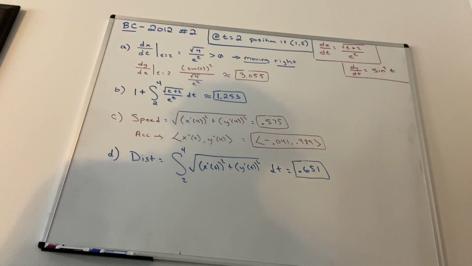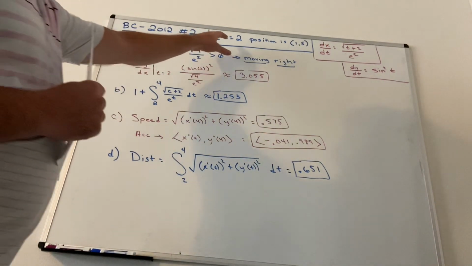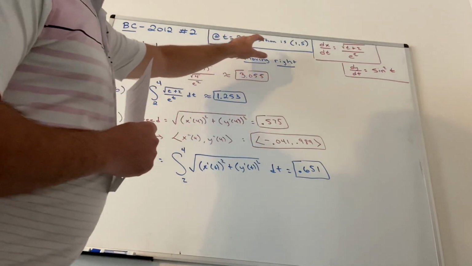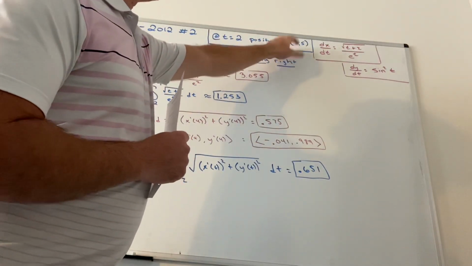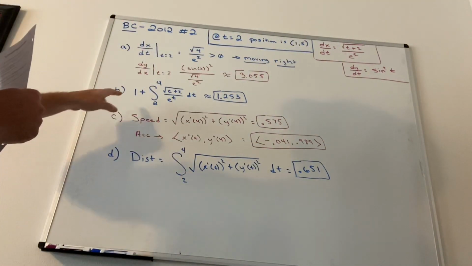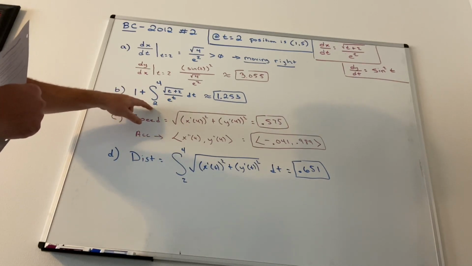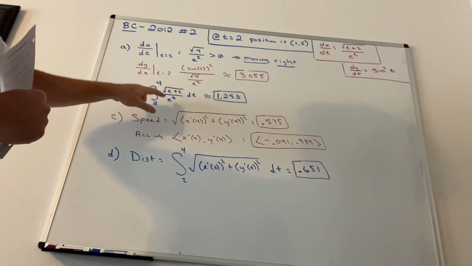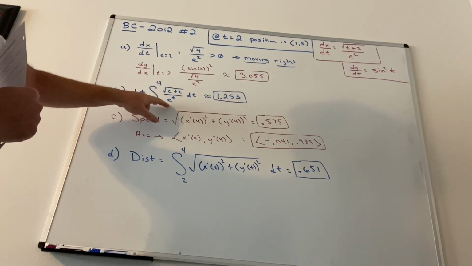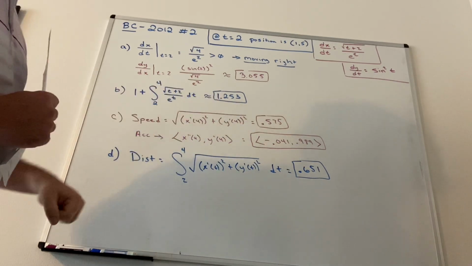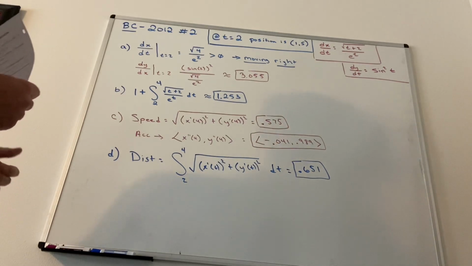Okay, so it's just asking about x, so I don't have to worry about dy/dt at all. And I have an initial condition. I know that at time 2, the x-coordinate of this guy is 1. So I have 1 plus the integration starting at 2, going to 4 of dx/dt. Button pushing at this point, 1.253.